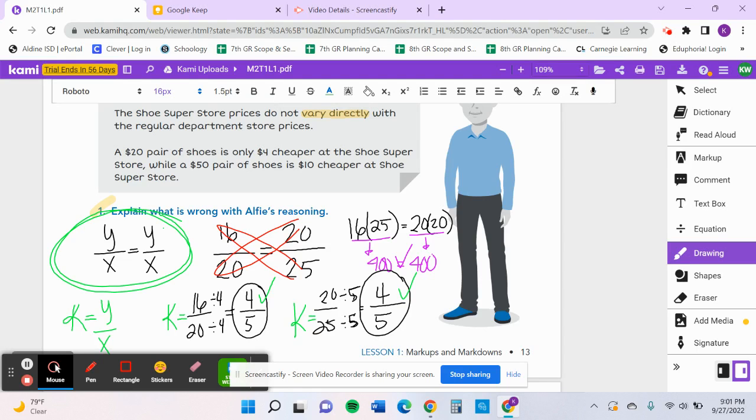Using what we know about the constant of proportionality and direct variation, we know that we can check for proportionality by setting up equivalent ratios: y over x is equal to y over x, or even by finding the constant of each set of values. And when I did that, y over x, I found that it was consistently 4/5. And 4/5 as a decimal would be 0.8 or 8/10.